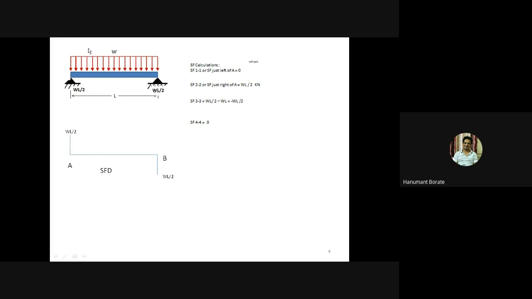Means I want to say whenever there is a UDL span in between vertical loads on the beam, at that time the SF diagram should be an inclined line because it follows the straight line equation, right? So if we plot a number of points, you can see that it follows the straight line equation. So for that purpose here, we need to join WL by 2 positive to minus WL by 2.